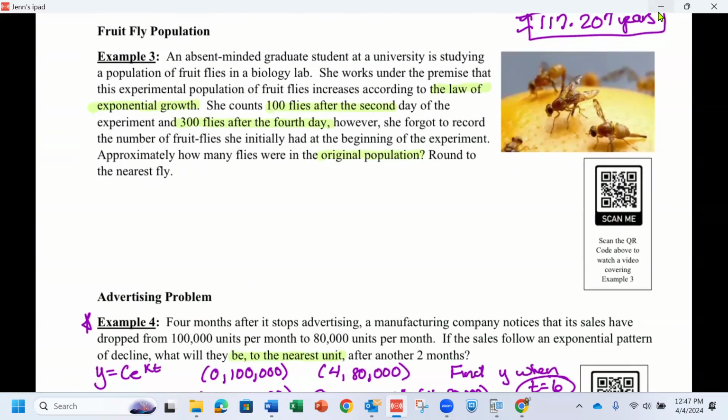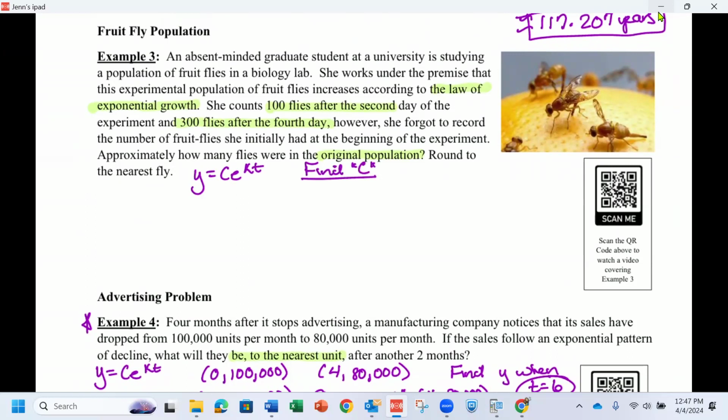So in this particular case, I'm not solving for time, and I want to know how many fruit flies were in the original population. First of all, let's decide what formula. Do I see anywhere in here about a rate of change? No. So it's going to be y equals c times e to the kt. So I know right away I'm using that formula. Which variable are they actually asking me to solve for? C. So I need to find C.